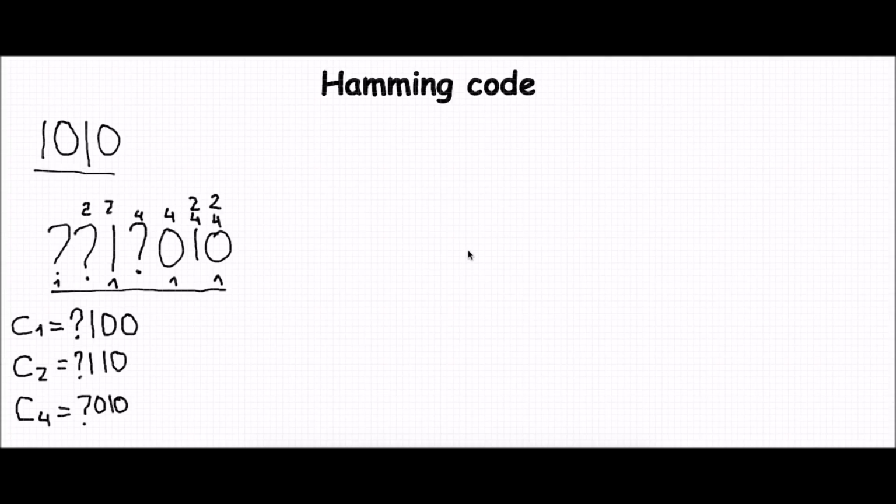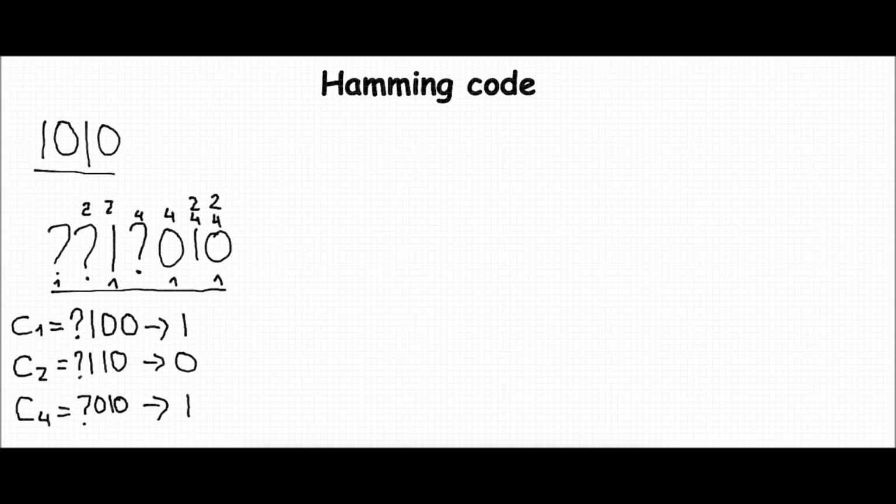Now, as we have our control bits all set up, we can replace the question marks in our code with certain bits. If the group consists of an even number of ones, the result will be 0, and if it consists of an odd number of ones, the result will be 1. So the first one consists of an odd number of ones, the result would be 1. The second one consists of an even number of ones, the result would be 0. And the third one consists of an odd number of ones, and the result is 1.